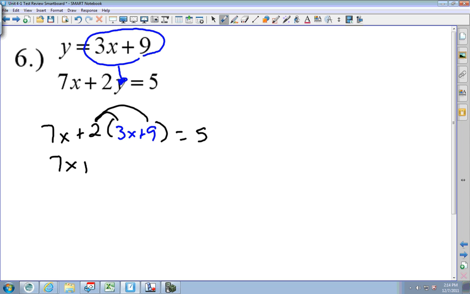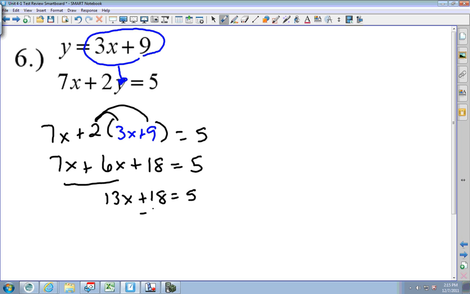2 times 3 is 6. Be very careful. Oh, I even wrote the mistake I was going to tell you. A lot of people say that it's 5x, but remember, you're multiplying. That's 6x. Then you have 2 times 9, which is 18, and that equals 5. Put your x's together. 13x plus 18 equals 5. Subtract 18 from each side. 13x equals negative 13. Divide by 13. X equals negative 1.